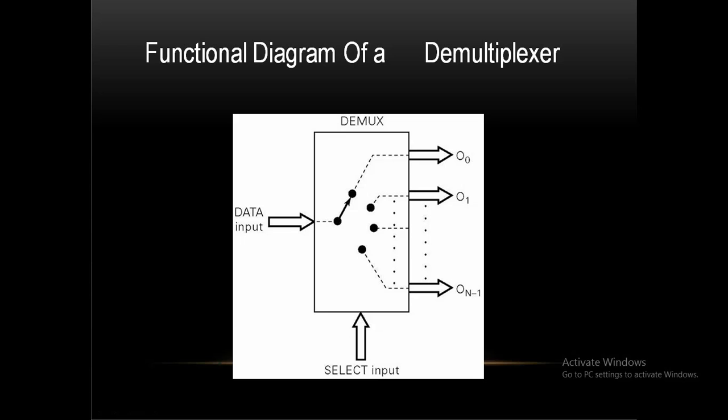That is the data input line, a single data input line, and multiple output lines are shown here. We are going to use AND gates to pass the input data to the required output lines for the proper address.